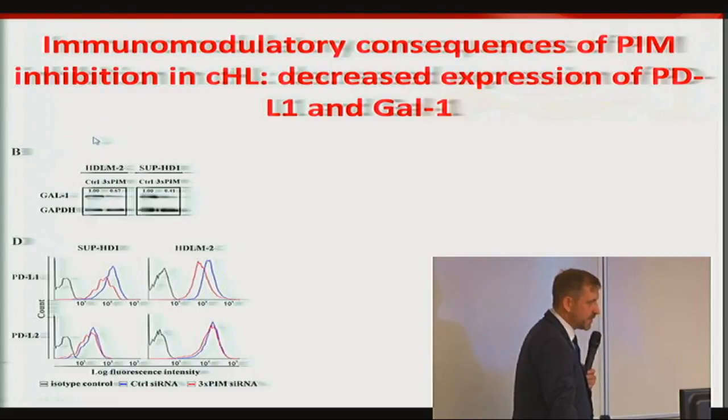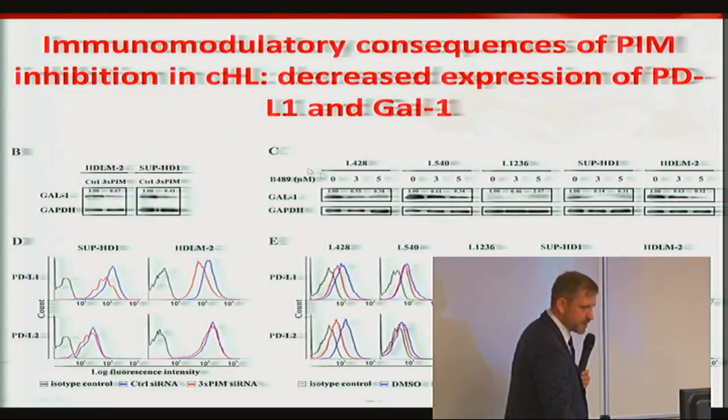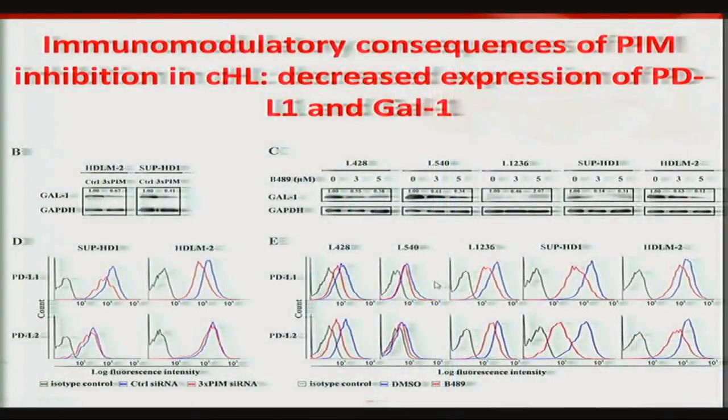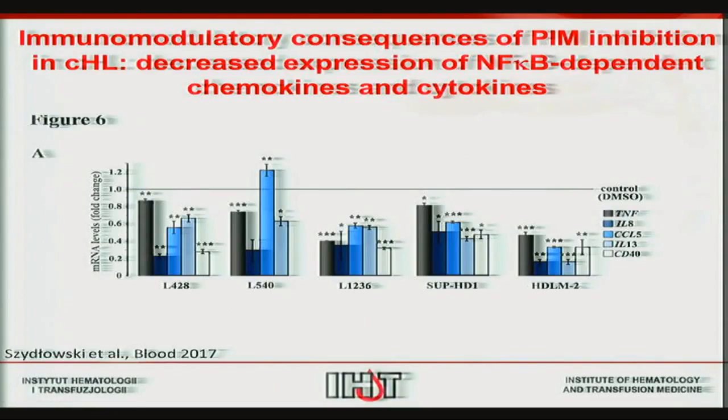Then we repeated this experiment with the inhibitor that we developed. And here are the results. We have decreased expression of galectin-1 and massively decreased expression of PDL1 and PDL2 in this tumor with this inhibitor. In addition, we have decreased expression of NF-kappa B-controlled cytokines such as TNF, IL-8, CCL5, IL-13, and CD40. So this is another piece of evidence that the activity of this compound leads to potential immunoregulatory effects.